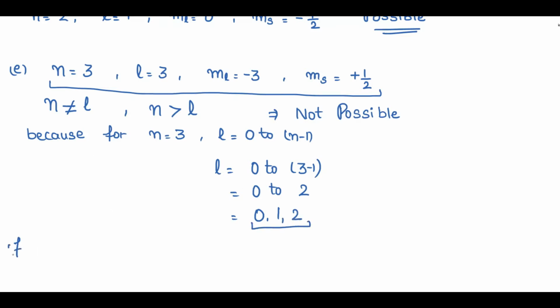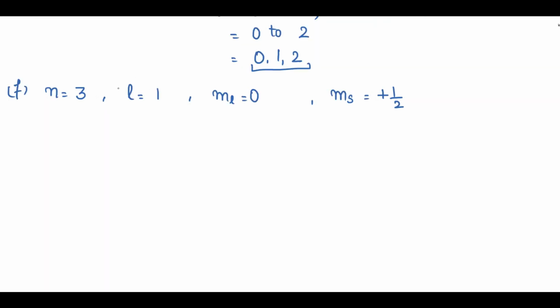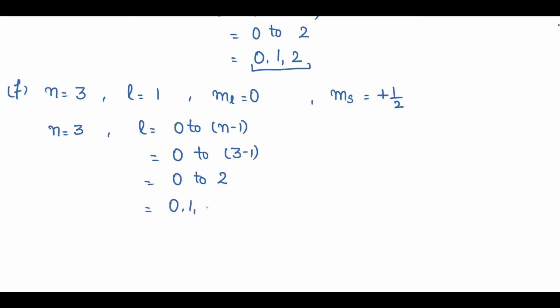These are the possible values for l. Now let's see the next one. The sixth is n equal to 3, l equal to 1, m_l equal to 0, and m_s equal to plus half. Now in this case we have n equal to 3. Let's see the possible values of l, m_l and m_s. So n equal to 3, that means l can be 0 to n minus 1, 0 to 3 minus 1, that means 0 to 2. These are the possible values of l, so 0, 1 and 2.